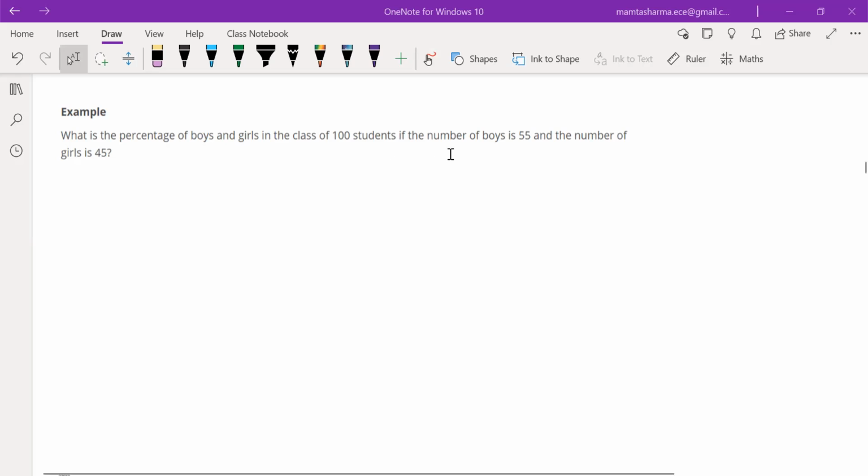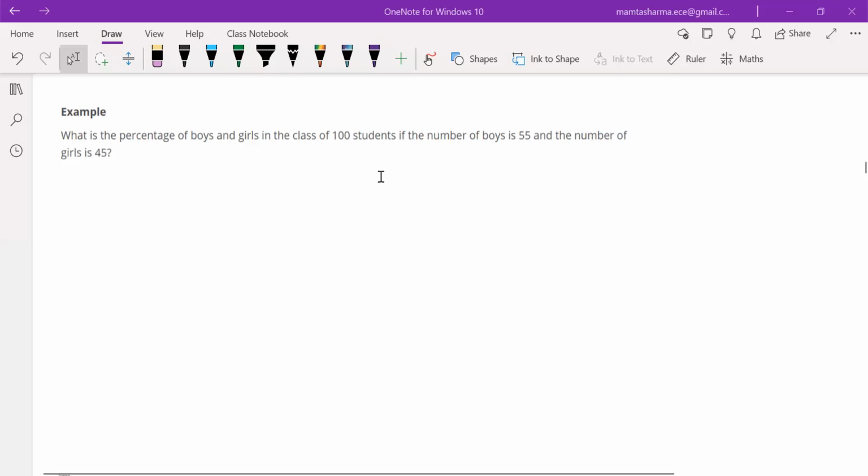No, I am asking about the number of boys and girls separately. What is the percentage number of boys and girls separately? Boys number is out of 100 students, right, ma'am? Boys number is 55 and girls number is 45. Yes, that is given. Ma'am, this is very easy. If total is 100, it will be easier to convert this into percentage. Just write the same number and add percentage.